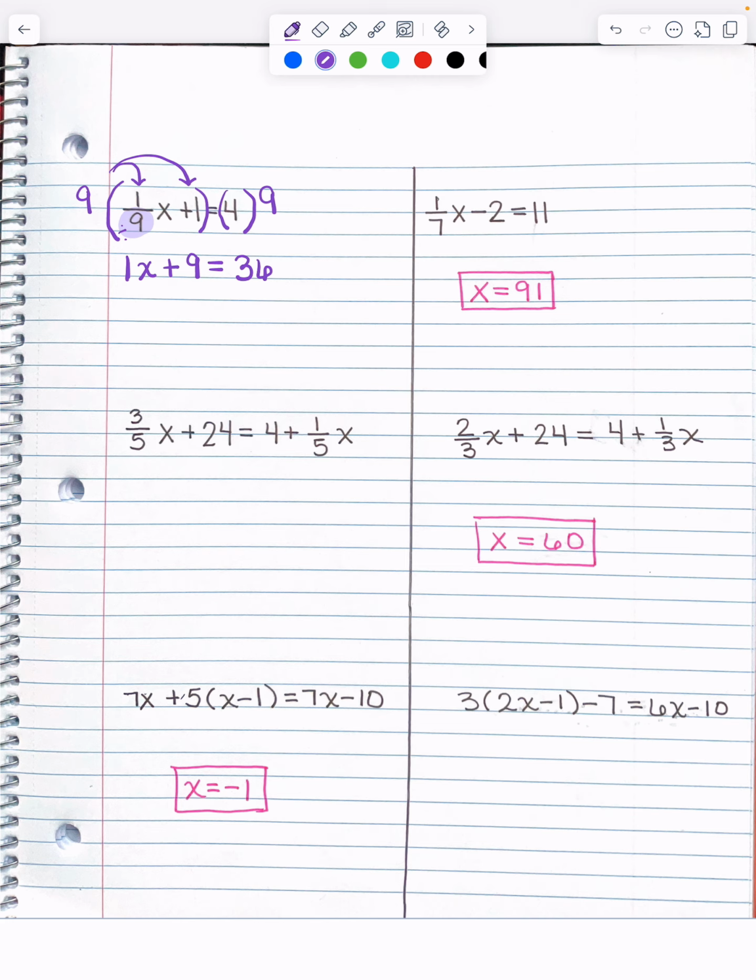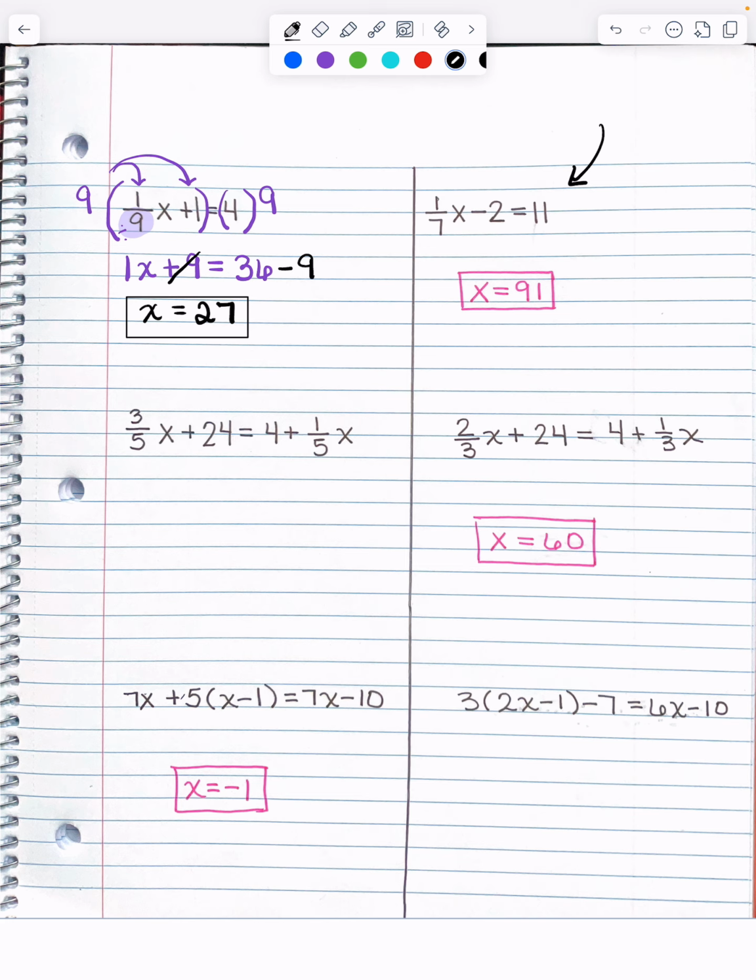Now, to go ahead and finish solving as we typically do, we're going to take this positive 9, move it to the other side of the equation. So then I have x equals 27. Now, I've gone ahead and put another example here with the solution, so if you want to try it, you can. 1/7 x minus 2 equals 11, and your answer should come out to x equals 91. That'll tell you whether you're doing that correctly.